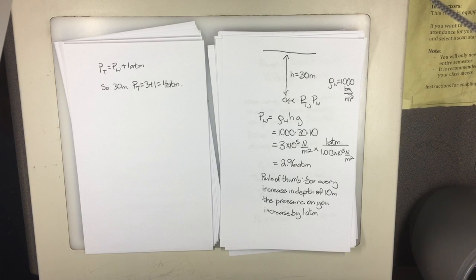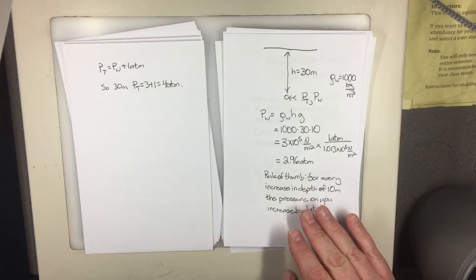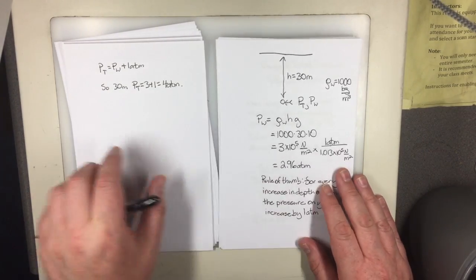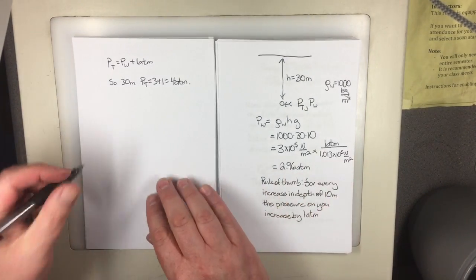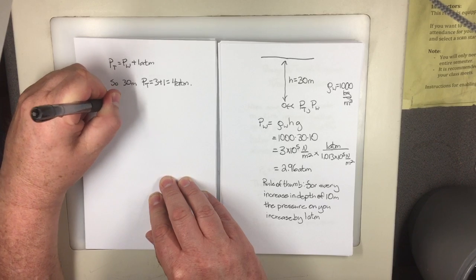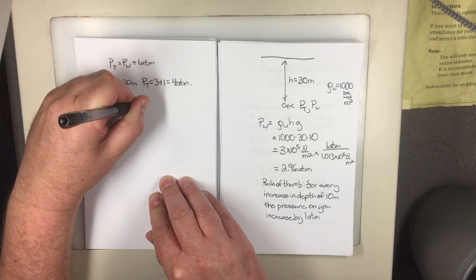So that's total pressure, partial pressure, gauge pressure, depth of pressure. I'm trying to think of anything else that I need to cover for that part. All right. Another idea that we have to cover is buoyancy.